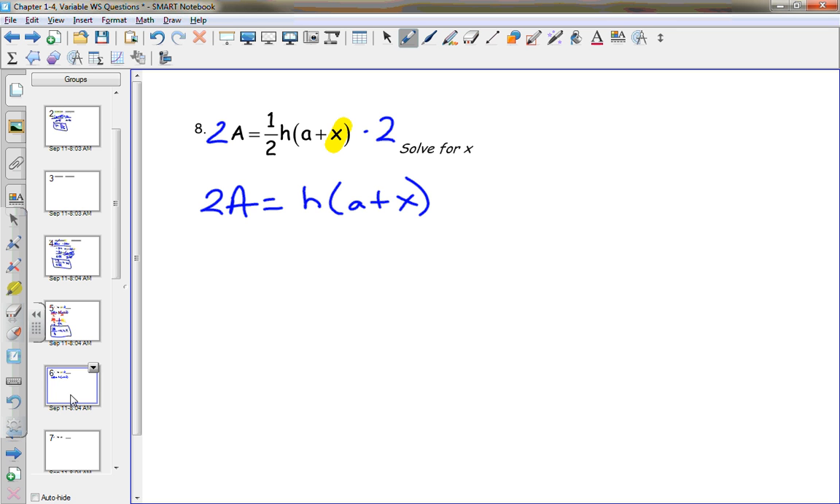So we're going to distribute the h. So that's 2a is equal to ah plus hx. Why am I writing that as ah and not ha?